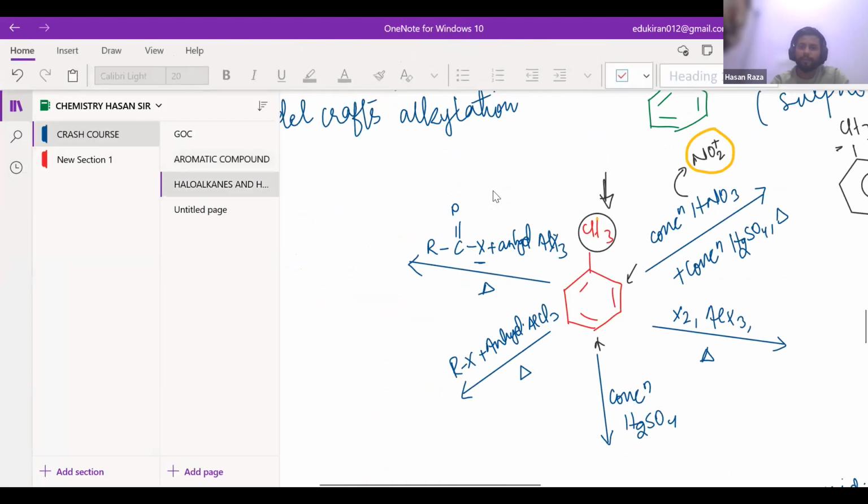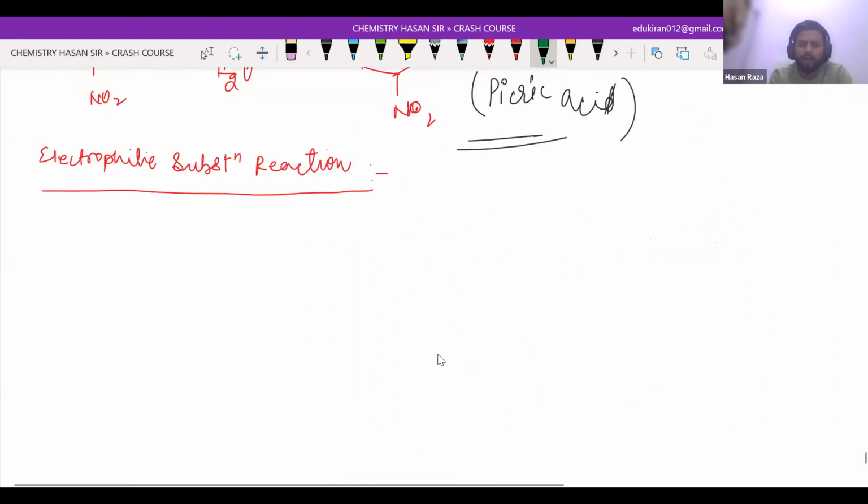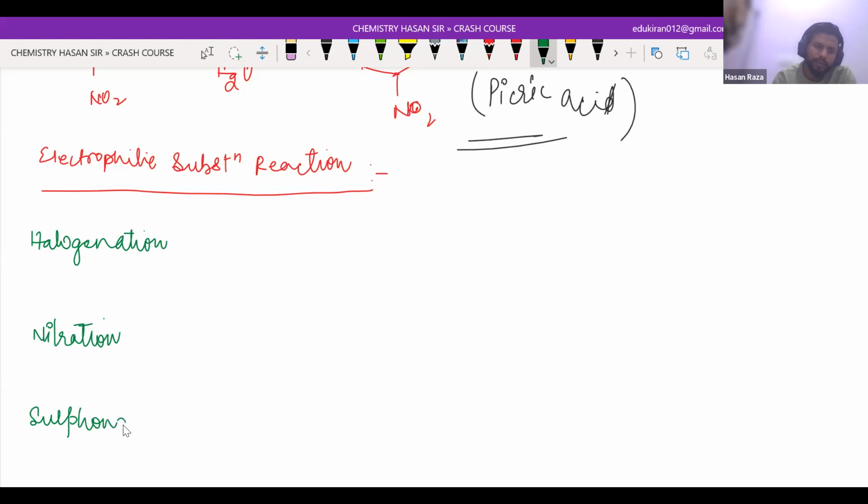So I'm going to show you on the main chapter, and you will be able to understand. First of all, I'm not going to write all the reactions, but I'm going to remind you of the names of all the electrophilic substitution reactions. This is your halogenation. Then comes your nitration. Then comes your sulfonation. How the sulfonation will take place, you will be able to do. Then comes your Friedel-Crafts alkylation reaction.